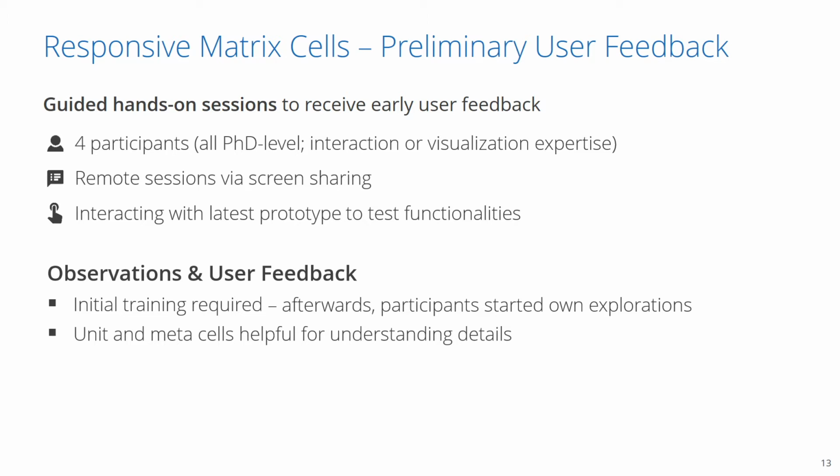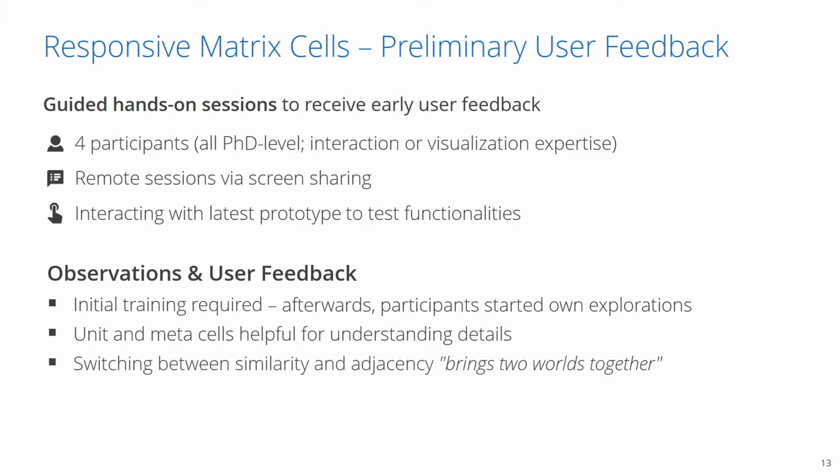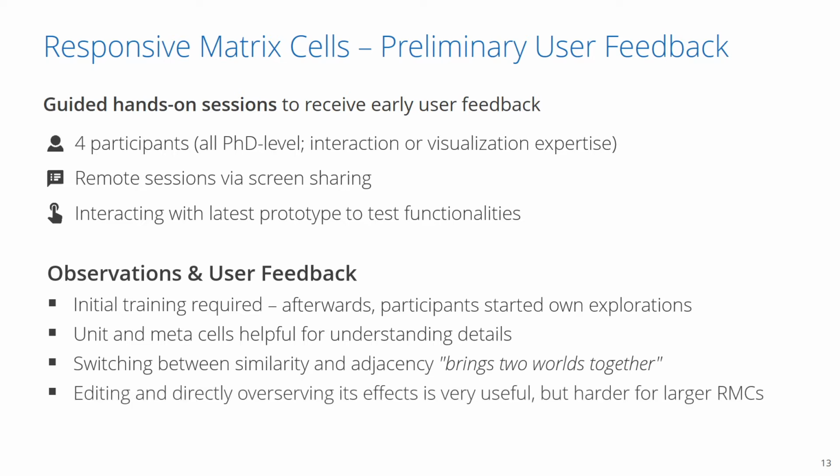They also thought that being able to switch responsive matrix cells between adjacency and similarity is neatly bringing together the two worlds of structure and attributes. Editing and the immediate feedback was perceived as useful, especially for understanding the influence of attributes in the similarity measure. Difficulties occurred only when observing editing effects with larger responsive matrix cells, as they reduce the visibility of the remaining matrix.